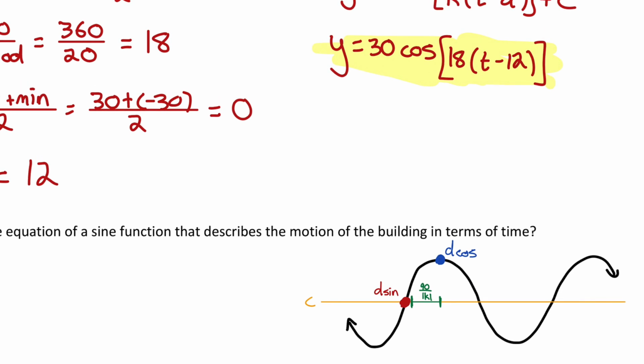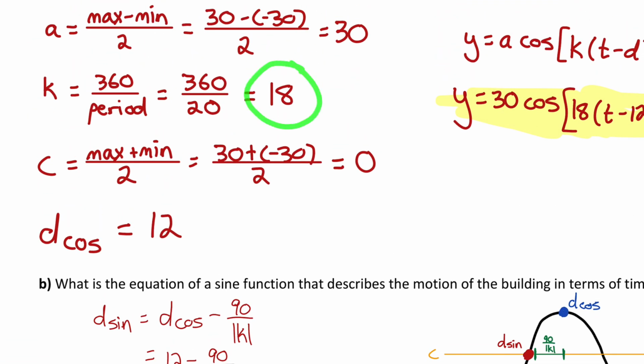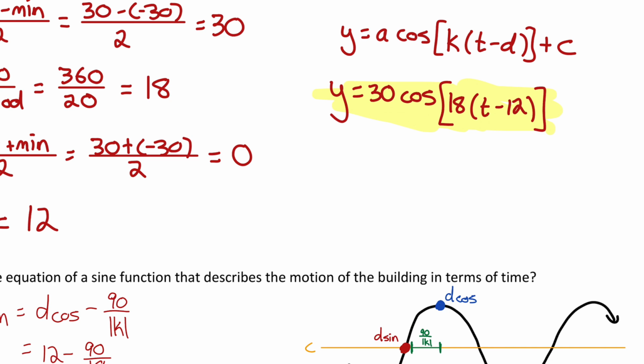And since our d value for cosine is 12, let me apply this. The d value for sine, I can take my d value for cosine and subtract 90 over the absolute value of k. So in this question, that would be 12 minus 90 divided by, what was our k value again? Our k value is 18. Well, 90 over 18 is 5, and 12 minus 5 is 7. So I can write my equivalent sine function by rewriting this exact same equation, except change cosine to sine and change this 12 to a 7.